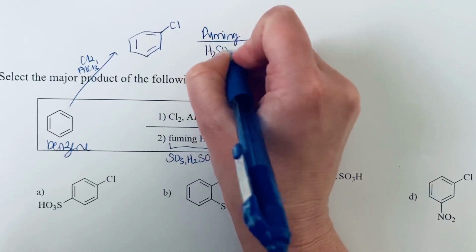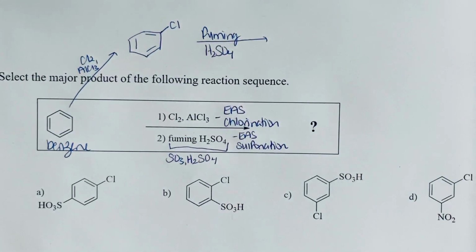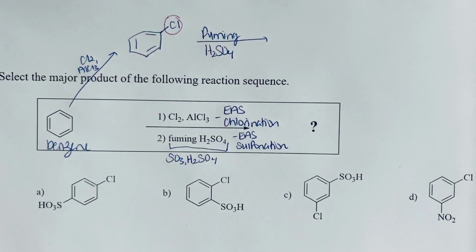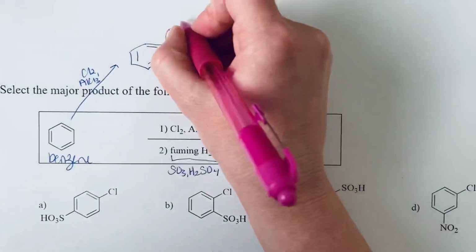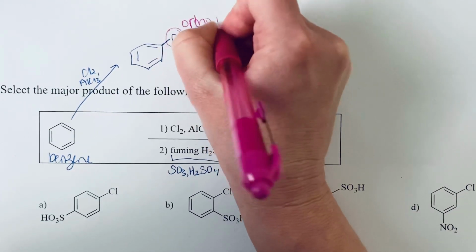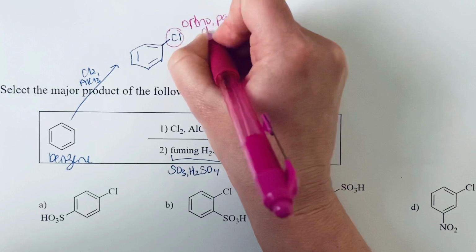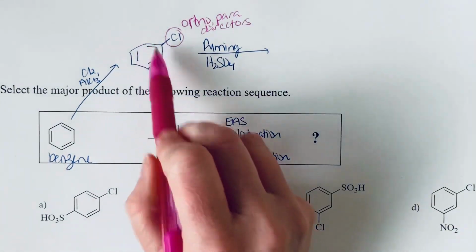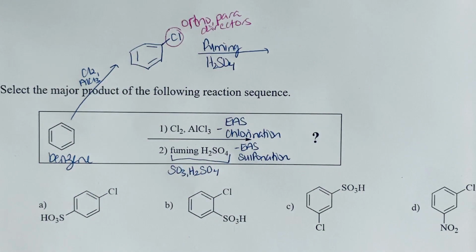And this time we are not starting with an unsubstituted benzene. Our benzene ring has a substituent on there. So we need to know what sort of directing effect this chlorine is going to have. And so the halogens are ortho-para directors. So these are going to activate these ortho positions and the para position.